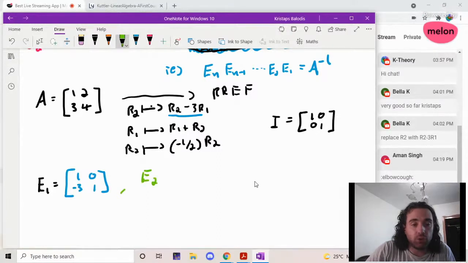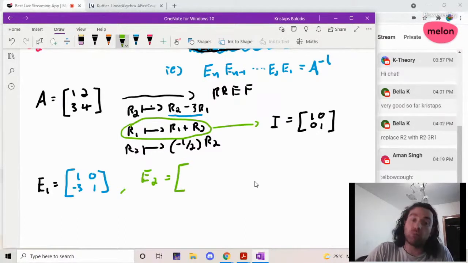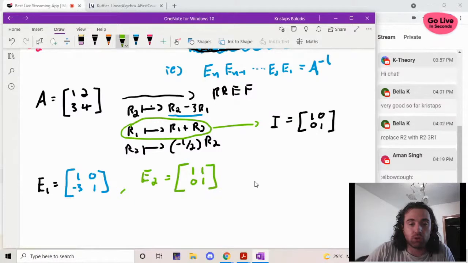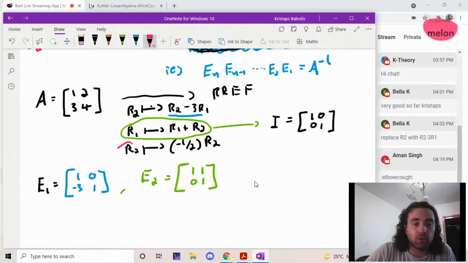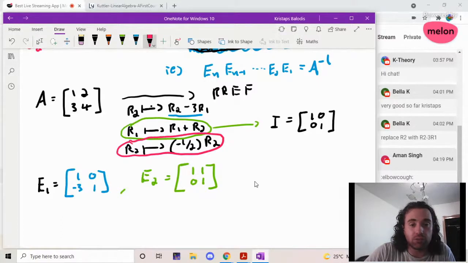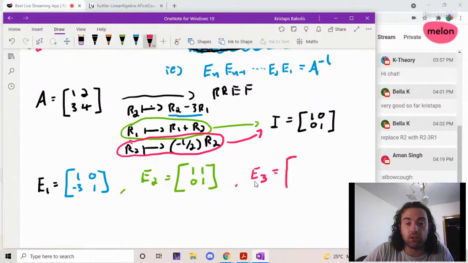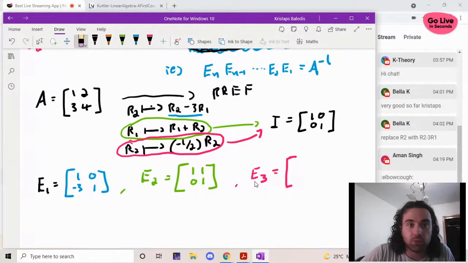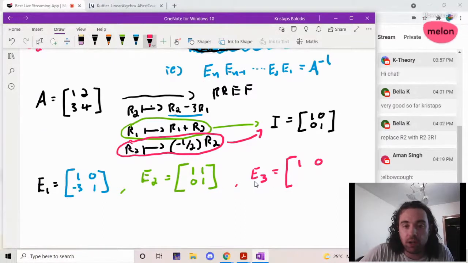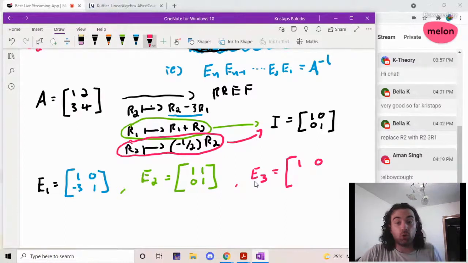Then E2 should be the second row operation applied to the identity matrix. So now for row 1, we're going to add row 2 to it. So this is going to be 1, 1, 0, 1, because row 2 is staying the same. And finally, E3 will be the matrix we get applying the third row operation to the identity matrix. So this would just be multiplying row 2 by -1/2.